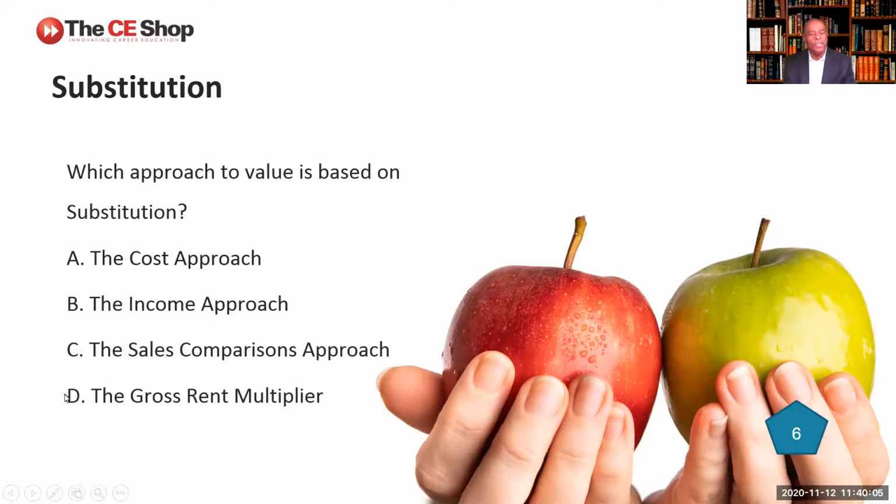So let's ask the question, which approach to value is based on substitution? The choices are the cost approach, the income approach, the sales comparison approach, and the gross rent multiplier. The correct answer is the sales comparison approach.